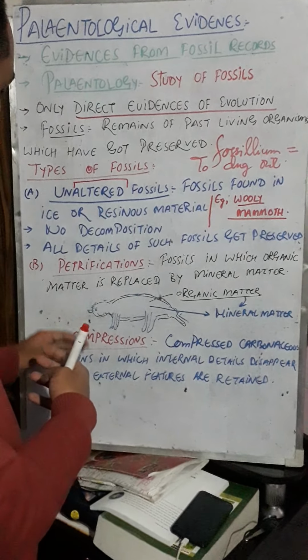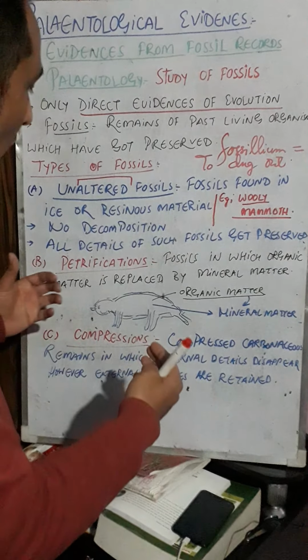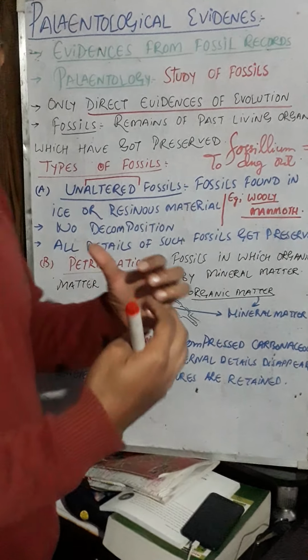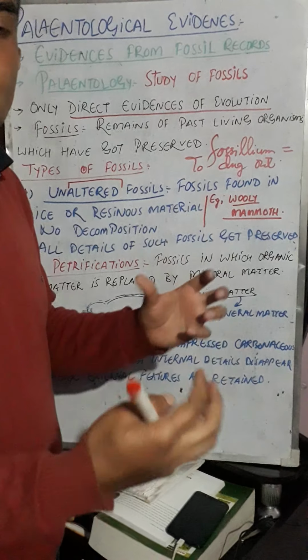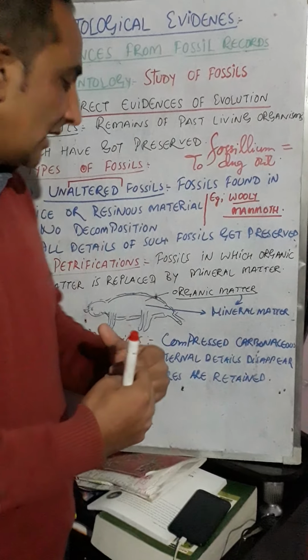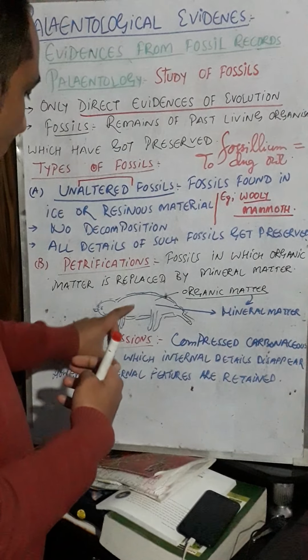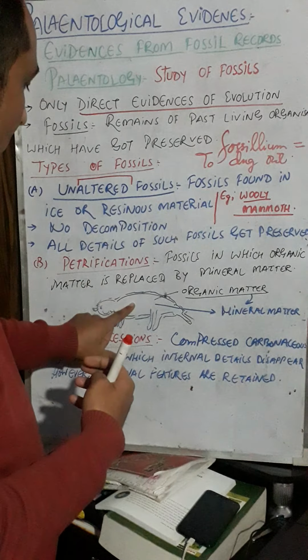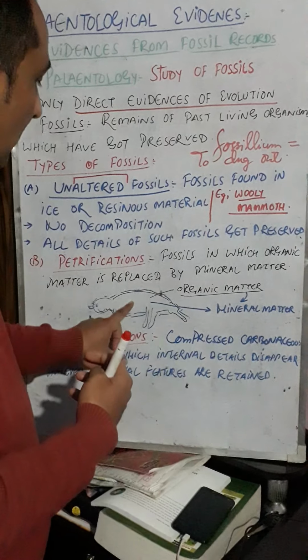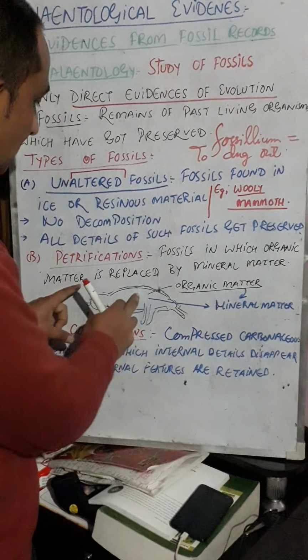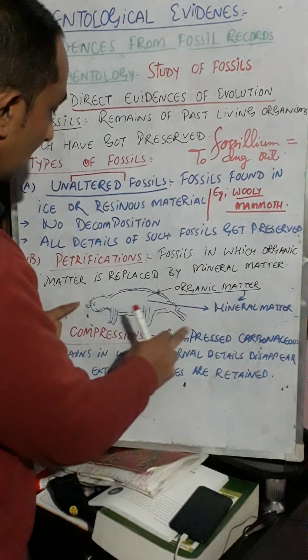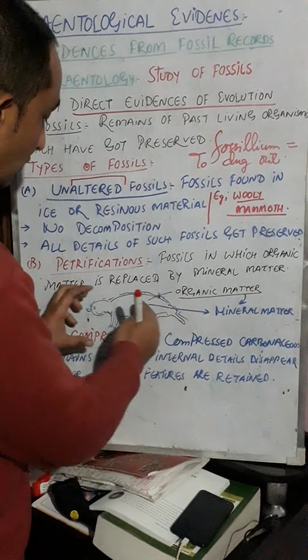Now, the third one is the compressions. What happens in the compressions? These are compressed carbonaceous remains which get deposited over the fossils. Let's try to understand compressions by this diagram. This diagram was earlier used for understanding petrification. Now, let's make this diagram and understand the compressions by using it.